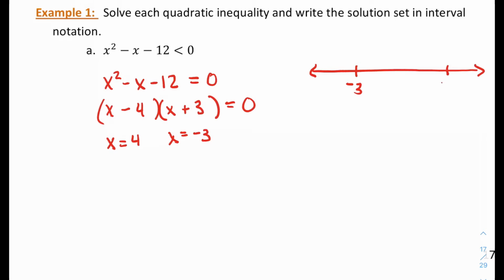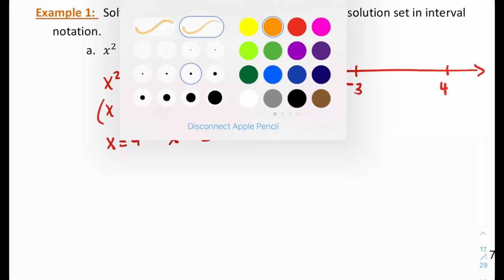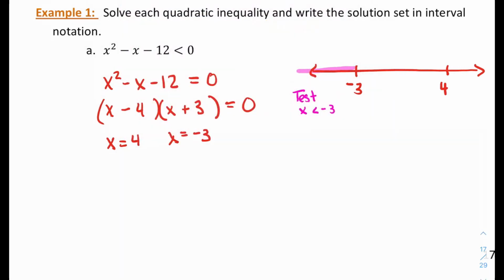I know it crosses at negative 3 and 4, and I want to know which of those intervals it's going to be less than 0 on. So we're going to test a number in each. Let's test a value that's less than negative 3. Any number you want. I'm going to do negative 4. If I plug negative 4 in, I could plug it into my factored version. Sometimes I prefer to do that, or my original. I'm going to plug it into my factored version this time.